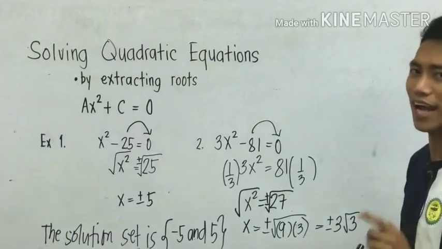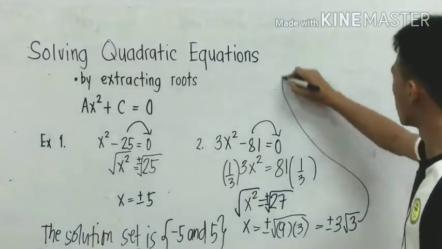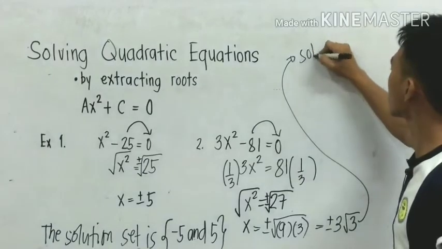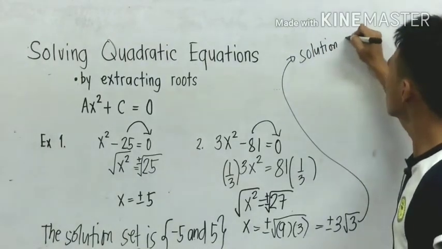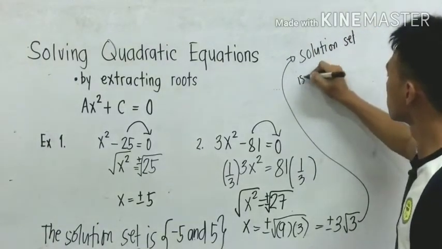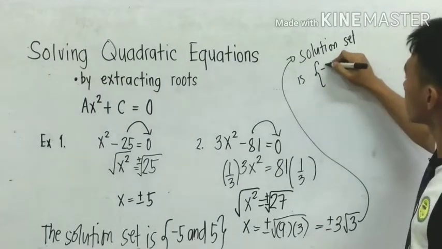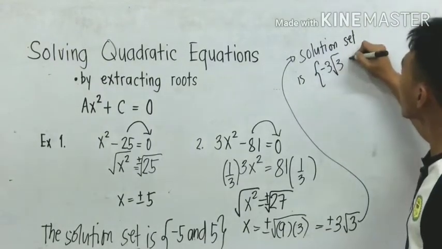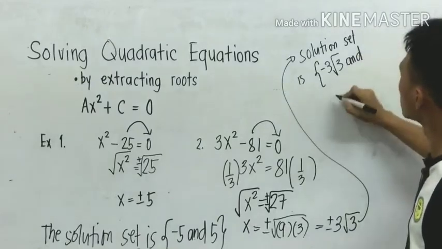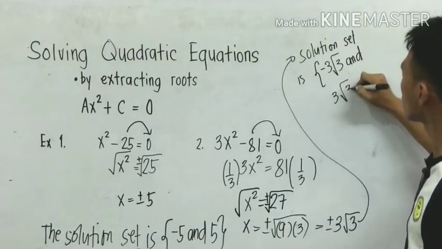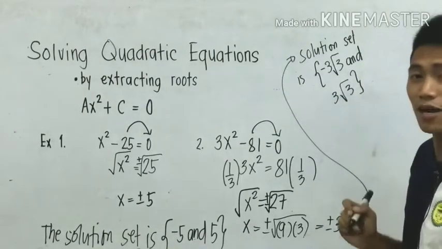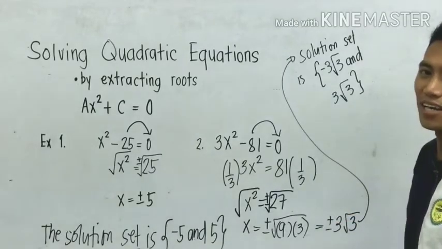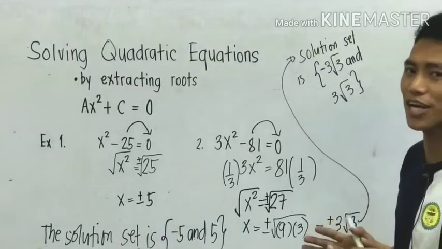Don't forget to write the solution set. The solution set is negative 3 square root of 3 and 3 square root of 3. Nakuha? Okay. Let's proceed to another example.